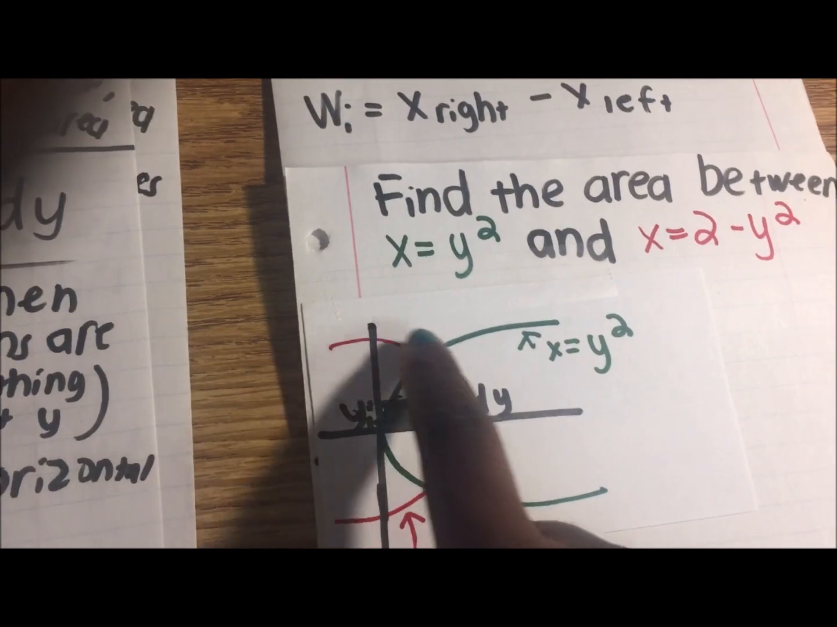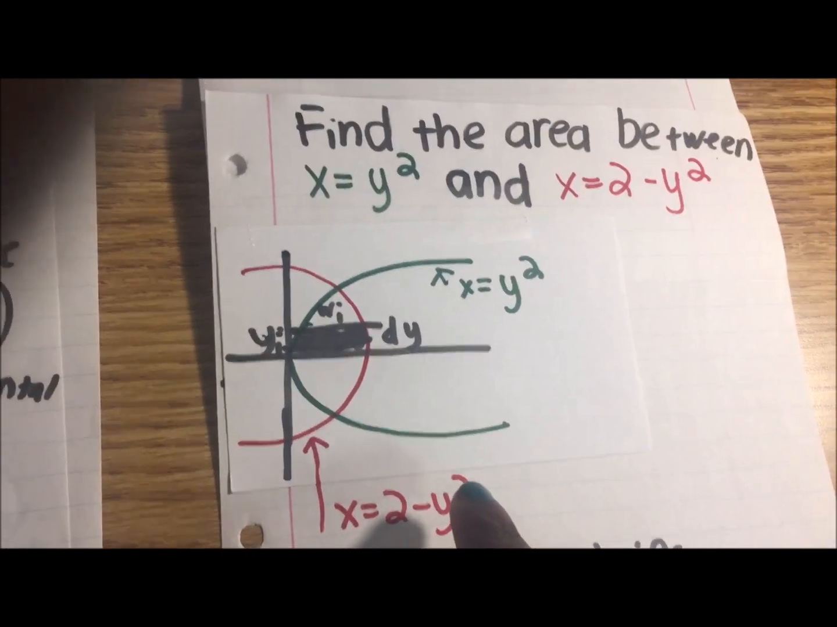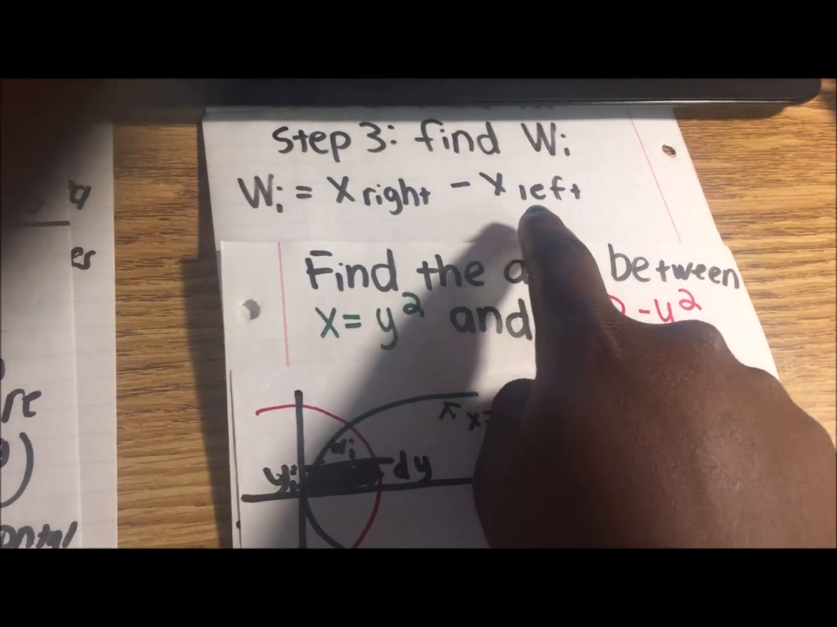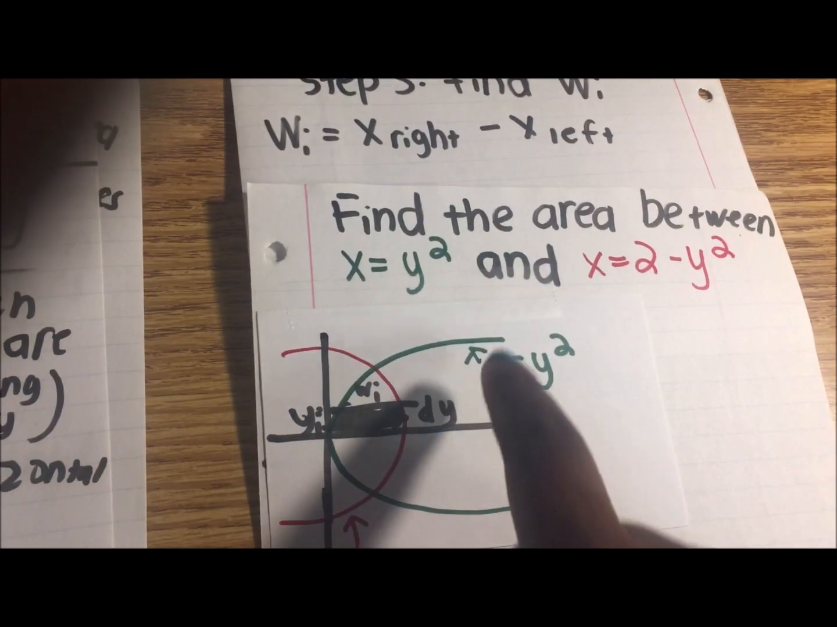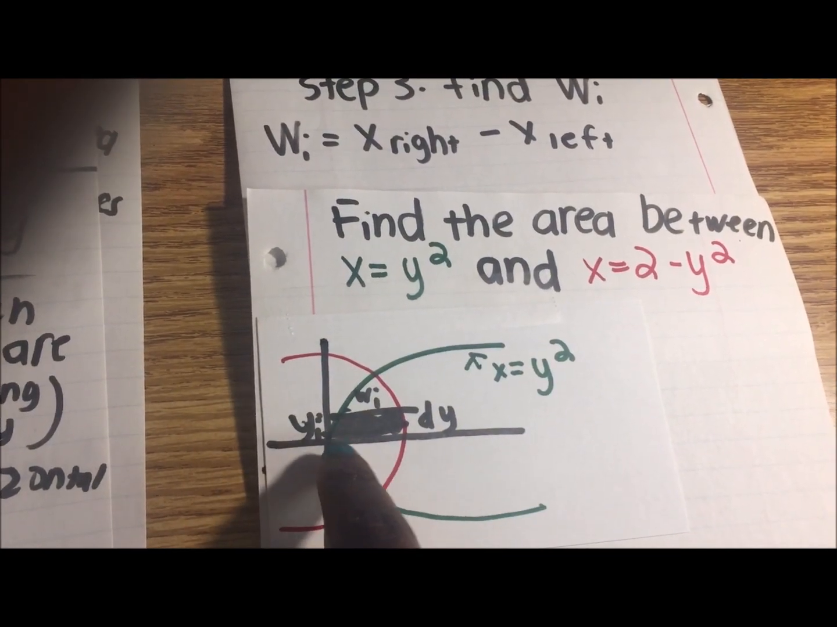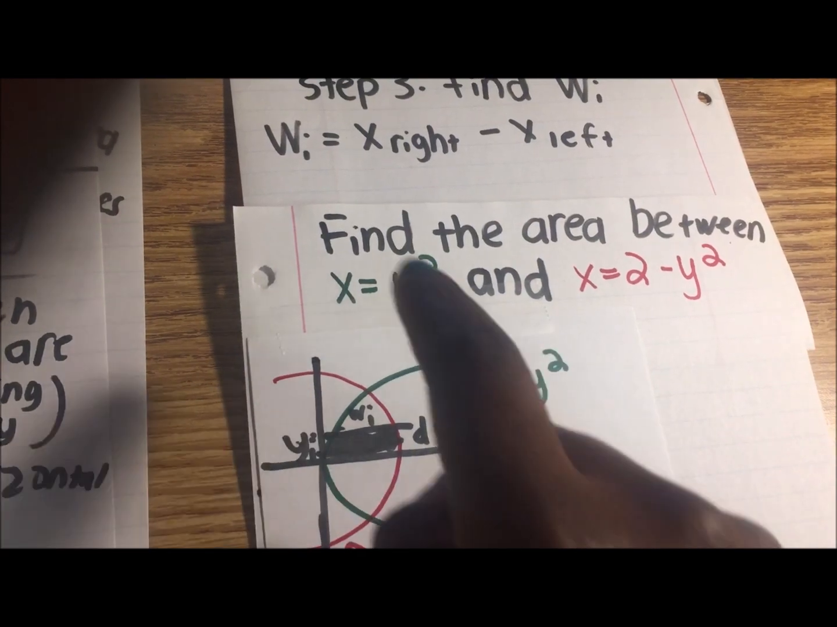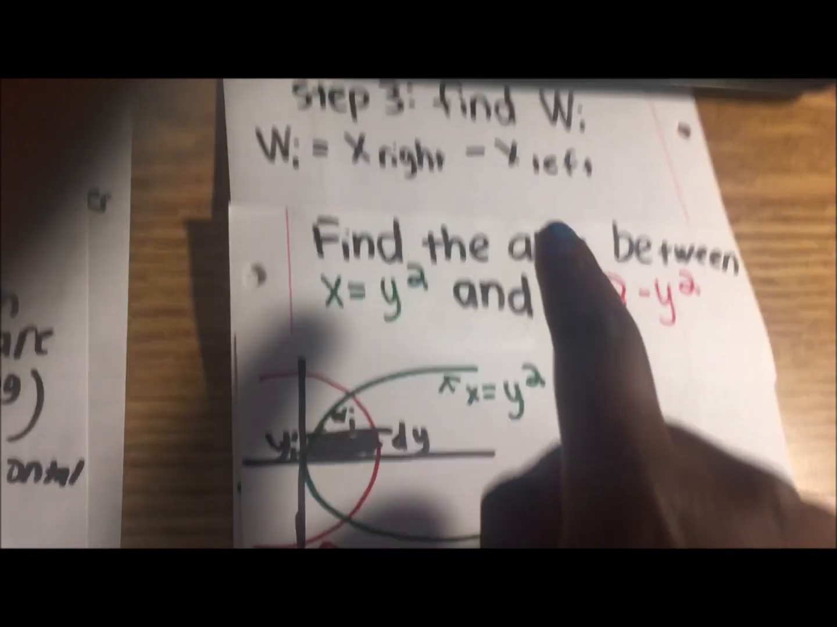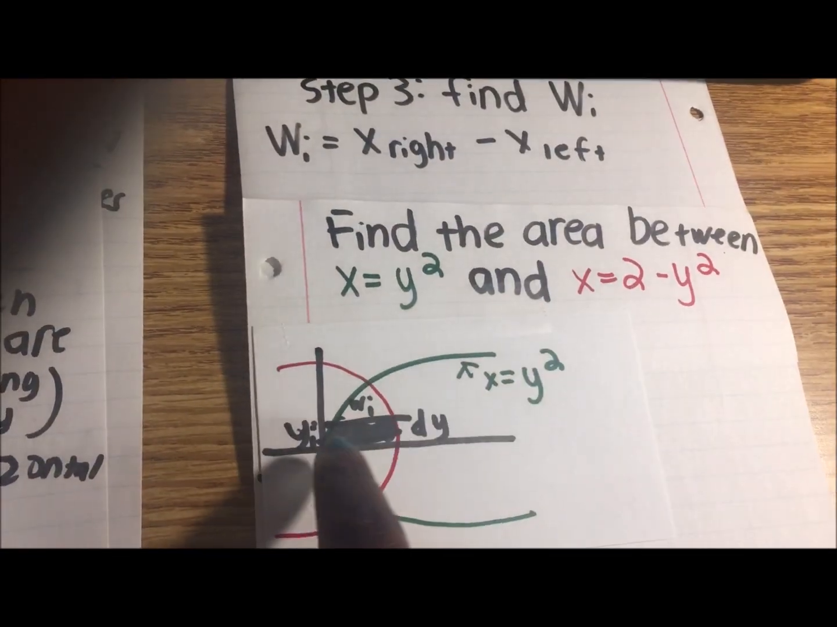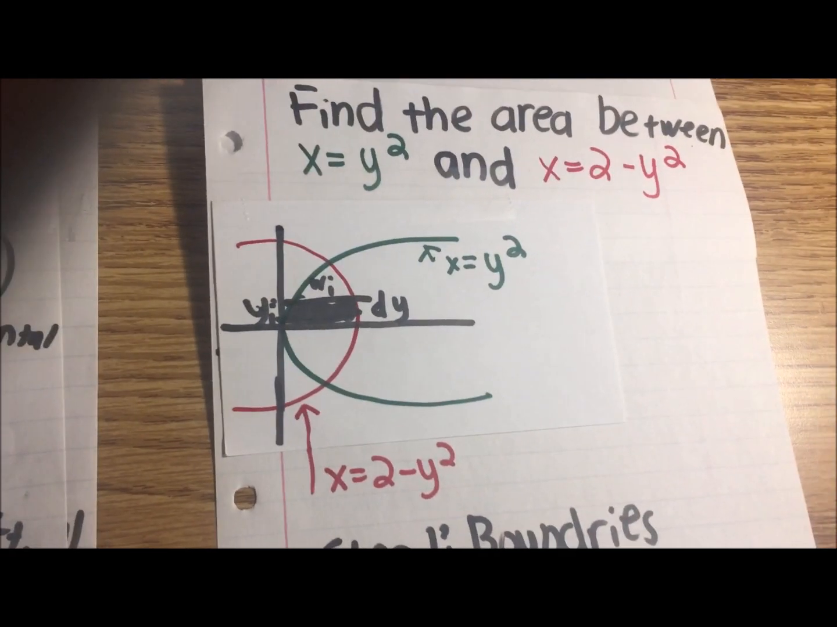As you can see, what touches it on the right side of the strip is x equals 2 minus y squared. X left is the equation that touches the left side of the strip. As you can see, the equation that touches it on the left side is x equals y squared. So in this situation, x right is 2 minus y squared, and x left is y squared. I hope you guys can see that.